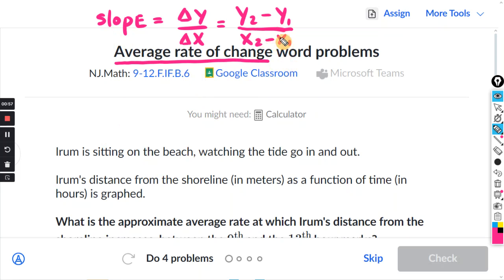All right, and just a friendly reminder for the y's and the x's, the order that you subtract doesn't matter so long as you subtract in the same direction, either left to right or right to left. Okay, so make sure you have y2 with x2 and y1 with x1 for each point. In other words, a point has to be x1, y1, or it has to be x2, y2. Okay, you can't mix up x1 with y2 and vice versa.